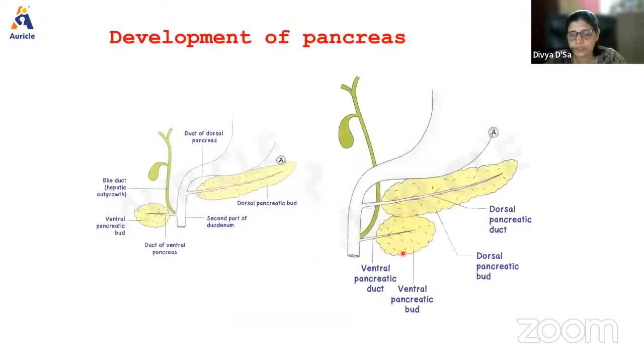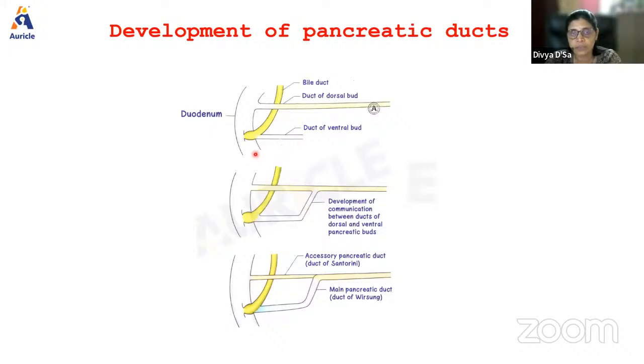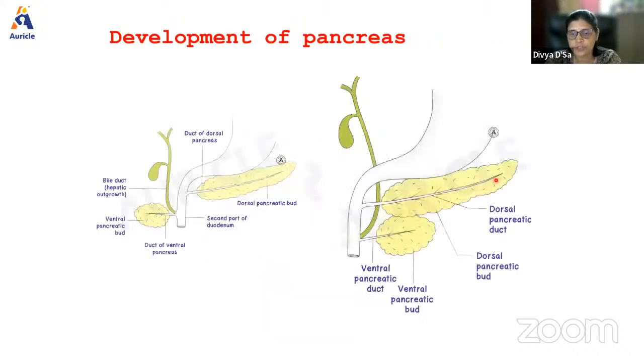After these fuse, the ventral bud will form the uncinate process and the lower part of the head. Whereas the dorsal bud forms the upper part of the head, the body and the tail. Now, next will be the pancreatic duct. If you see here, initially they are opening separately.